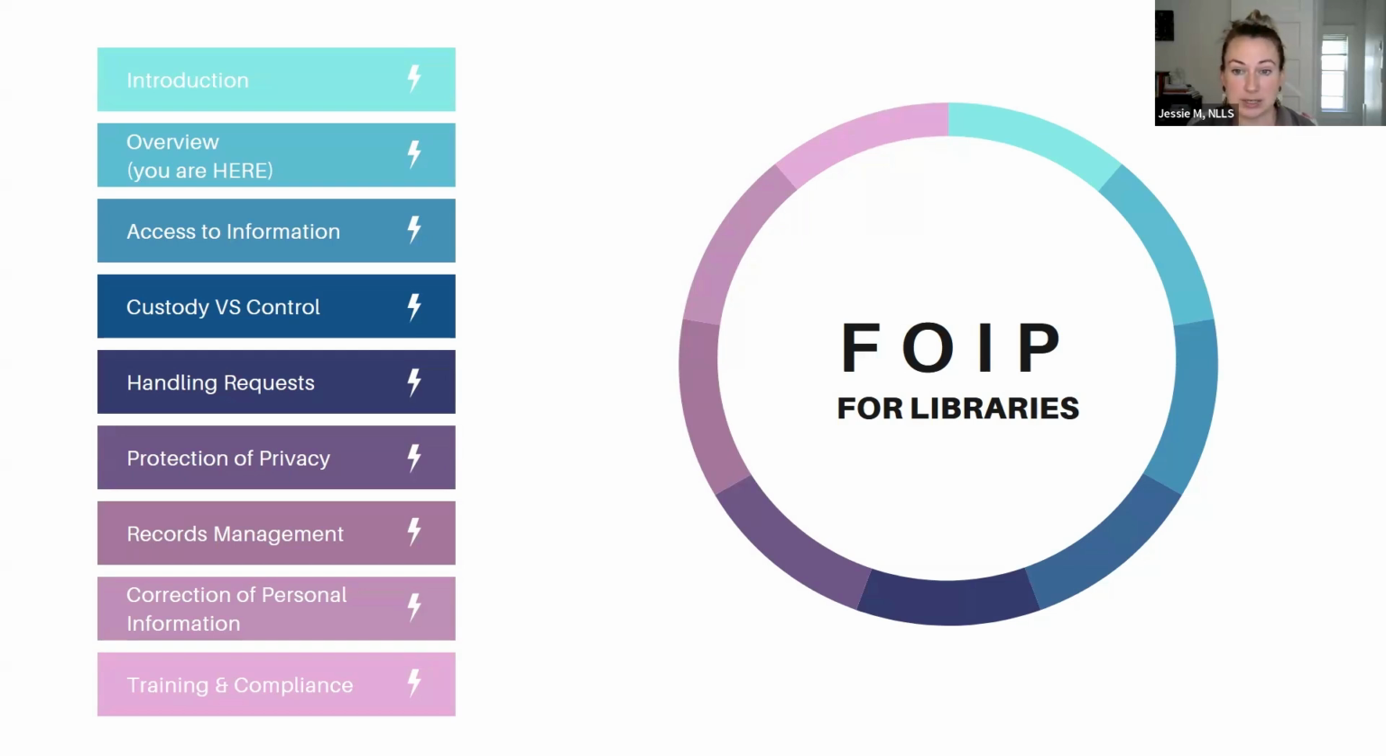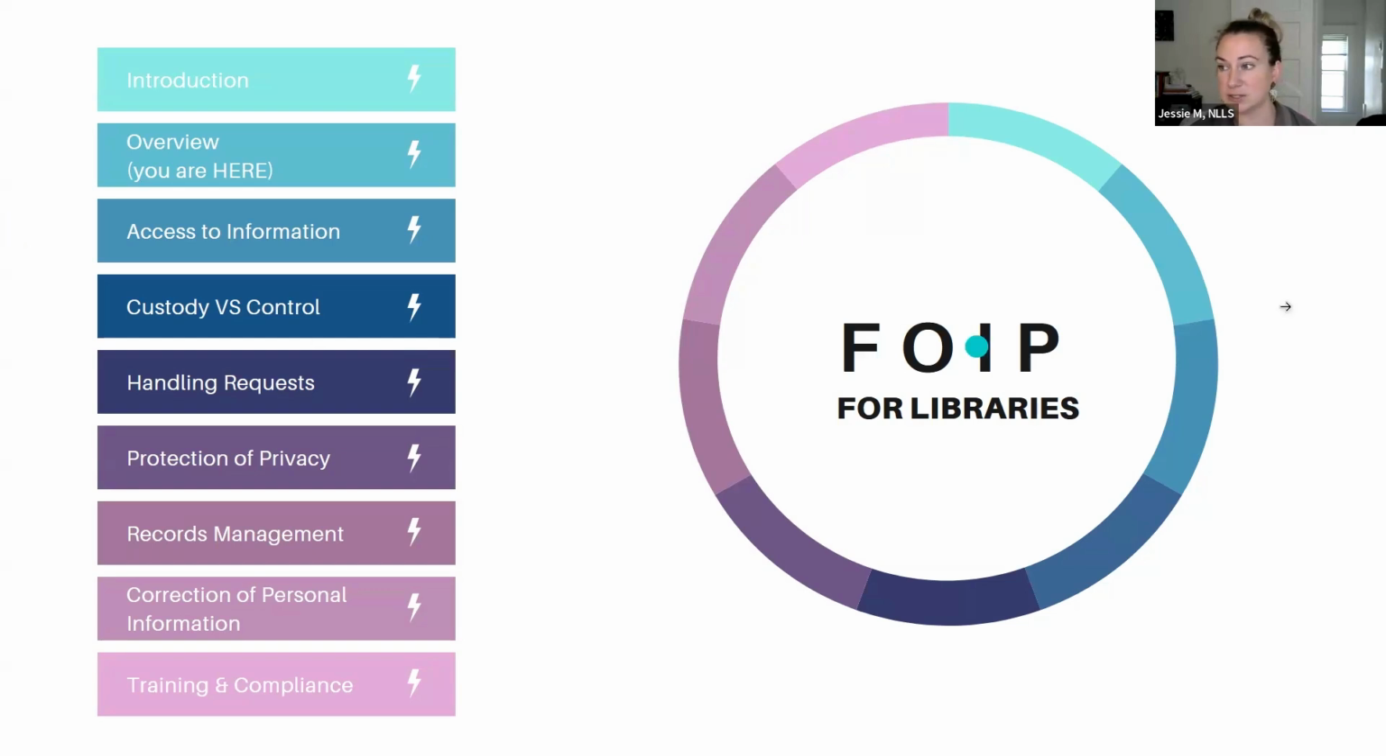The FOIP regulations aim to ensure that public bodies in Alberta operate transparently while protecting individual privacy rights. They're detailed rules that help to enforce the FOIP Act, and in simple terms, the FOIP regulations provide the detailed steps and rules that public bodies must follow to ensure that they comply with the FOIP Act, thus protecting people's access to information and their privacy. So those regulations cover handling requests, protecting privacy, managing records, complaints and reviews, and also training and compliance.